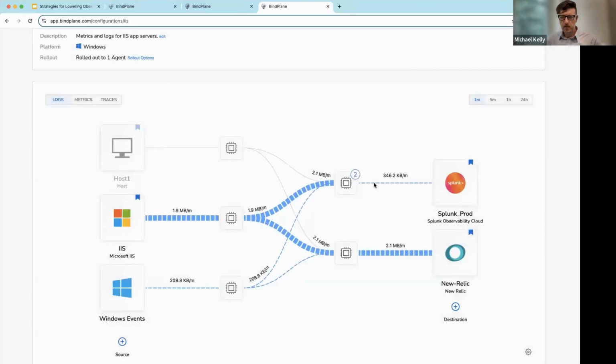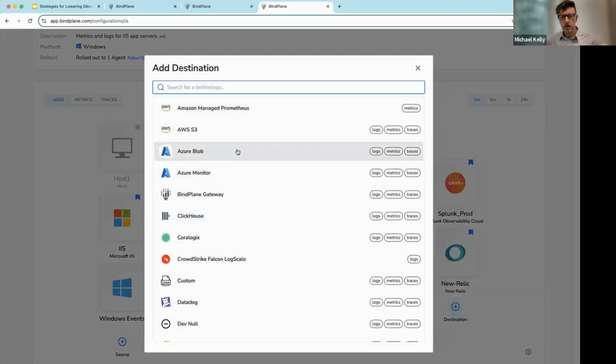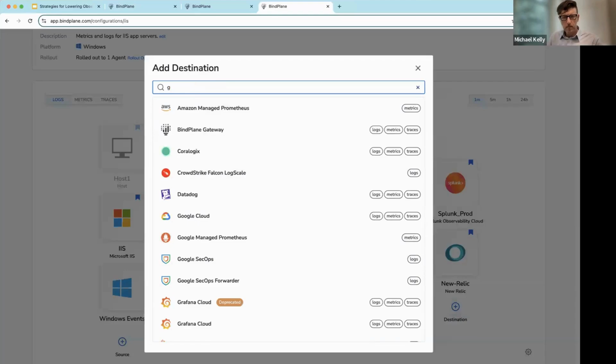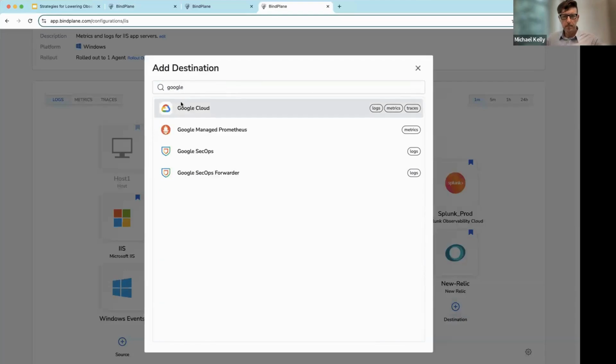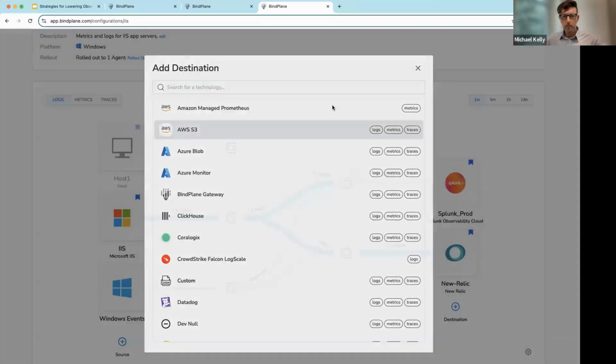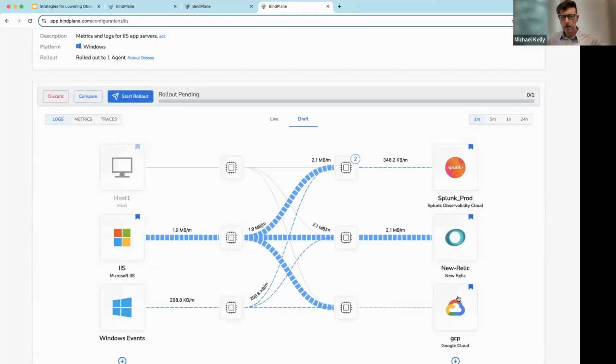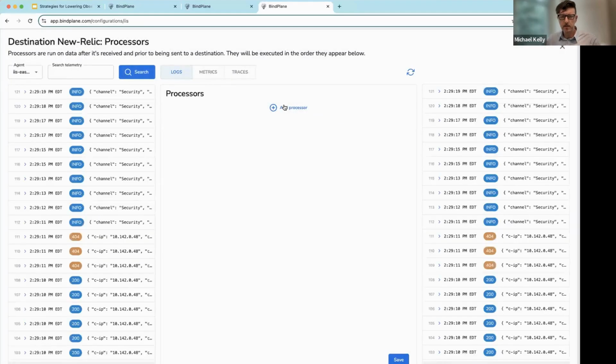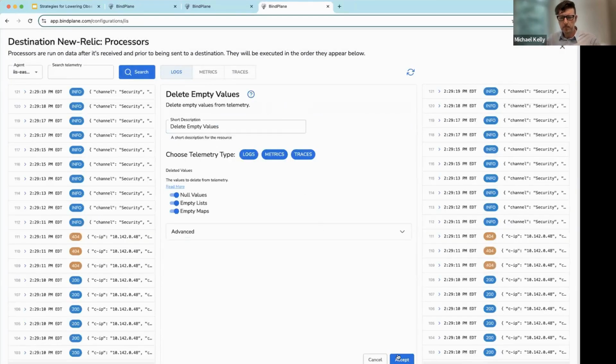we want to, in this case, add in a different destination. So I had a Google Cloud bucket. And now what we're doing is we're rerouting everything to also send to Google Cloud. And I'll add in those same filters I did before.